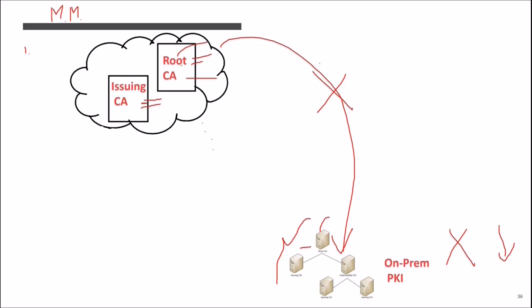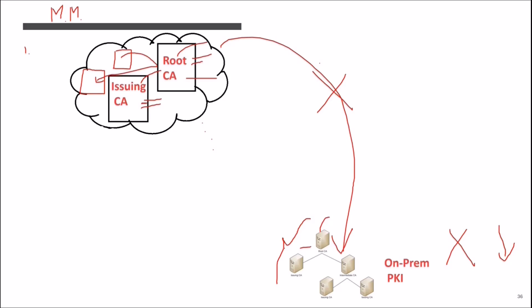Again, over here I have created one root CA and one issuing CA. You can create multiple issuing CAs over here as well for load balancing if you would. So this root CA will know this issuing CA and this issuing CA and this issuing CA. But this root CA will not know anyone on premise. So this is methodology one.